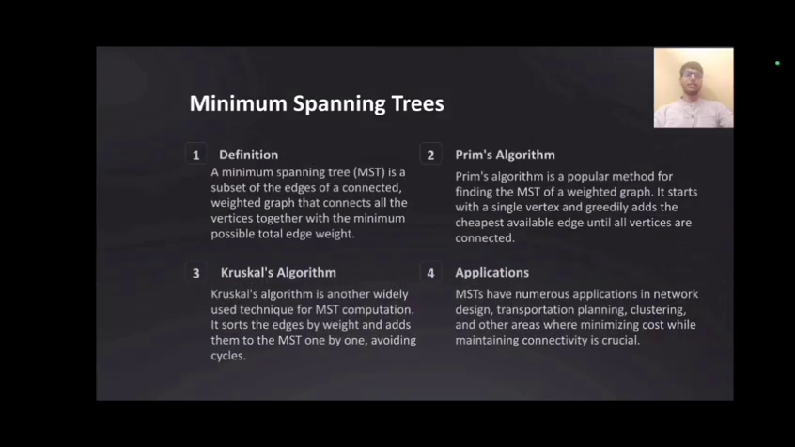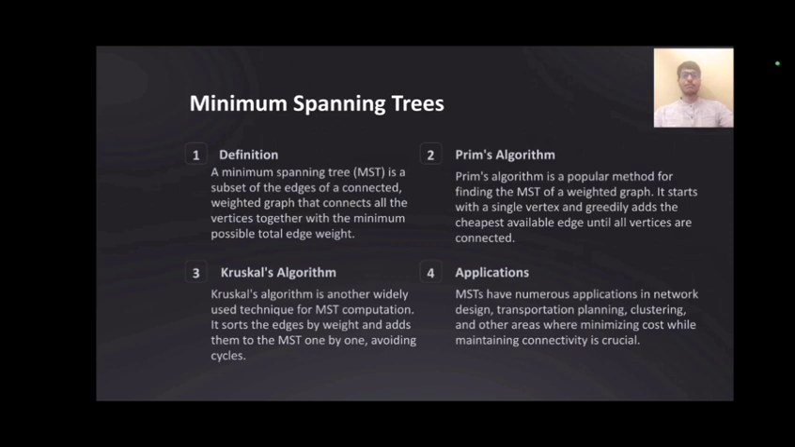Minimum spanning trees. Firstly, let's look at the definition. A minimum spanning tree is a subset of the edges of a connected weighted graph that connects all the vertices together with the minimum possible total edge weight. Prim's algorithm. Prim's algorithm is a popular method for finding the MST of a weighted graph. It starts with a single vertex and greedily adds the cheapest available edge until all the vertices are connected.